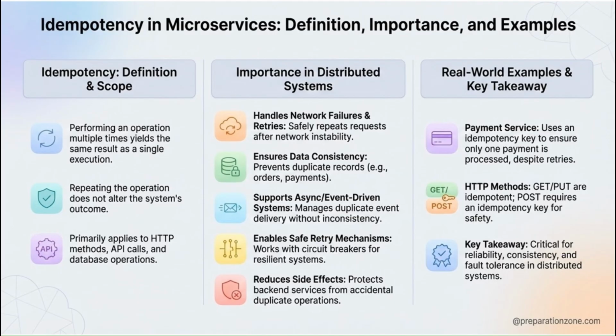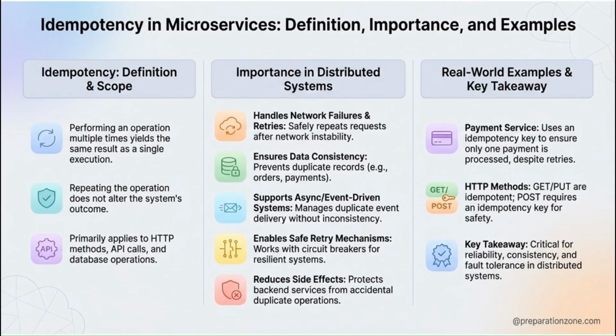Imagine duplicate orders, double payments, inventory being deducted twice, events being processed multiple times. Idempotency prevents all of this. It also plays a big role in event-driven systems, where the same event may be delivered more than once. With idempotent consumers, we can process events safely, no matter how many duplicates arrive. And when we combine idempotency with retries, circuit breakers, queues, or backup strategies, the whole system becomes far more reliable and fault tolerant.